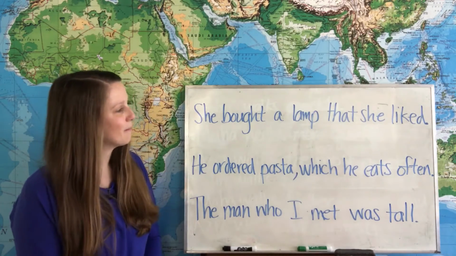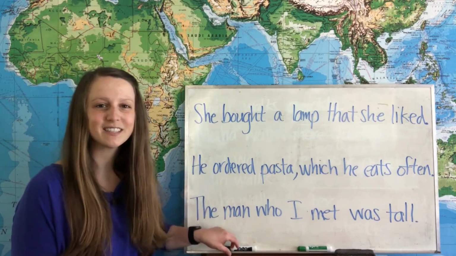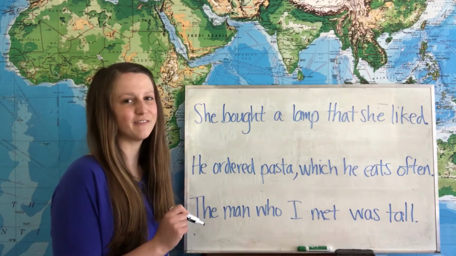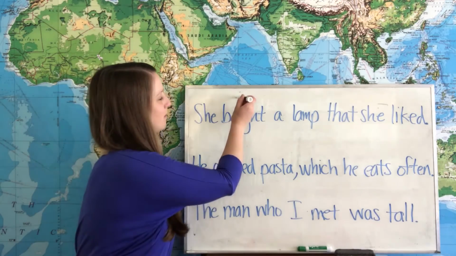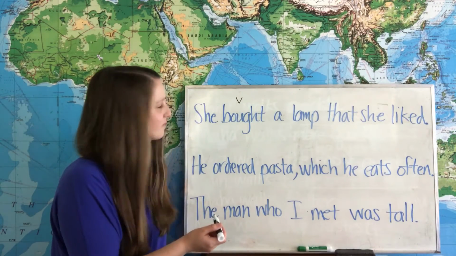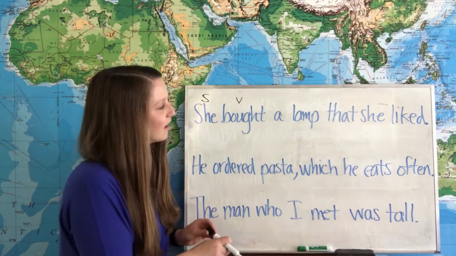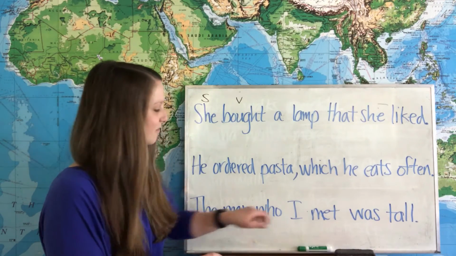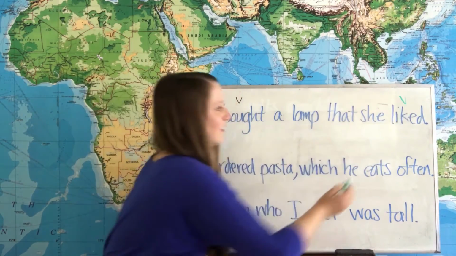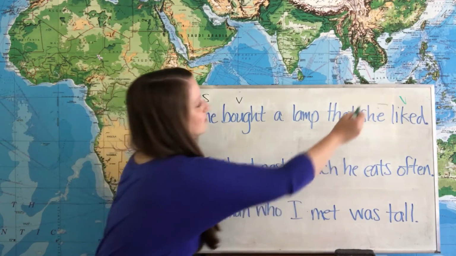She bought a lamp that she liked. Let's find our subjects and verbs in this sentence. First, let's look for the verbs. We have the verb bought. And what is the subject for this verb? She. And we have another verb here. Our other verb is liked. And what is the subject for this verb? She.